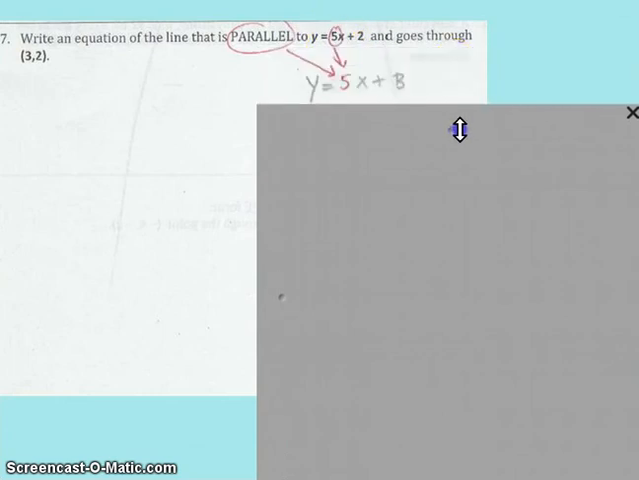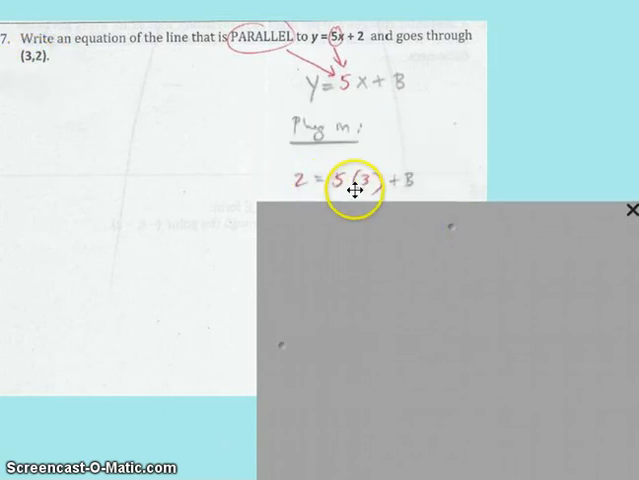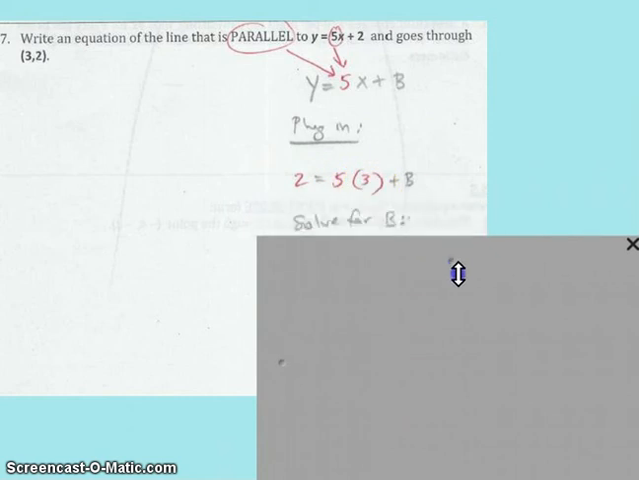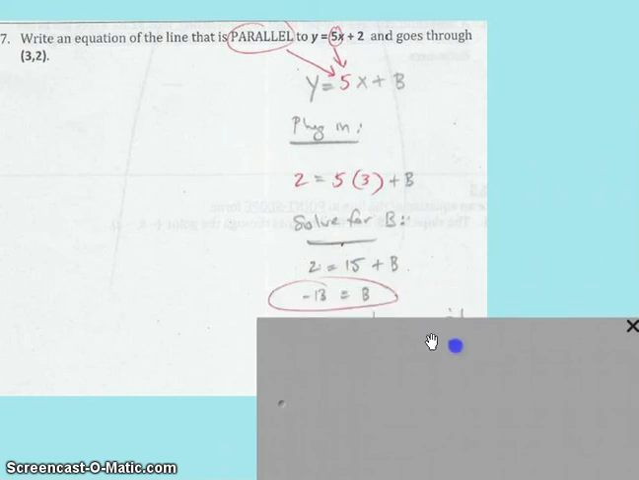So it's going to be y equals 5x plus b. It's not going to be plus 2. That's the other line, not the one I want. But it at least is going to have the same slope. And again, I'm going to plug in 3 for x and 2 for y. So I've got 2 equals 5 times 3 plus b. 5 times 3 is 15. 2 equals 15 plus b. I move the 15 over, and I'm going to find out that b is -13.